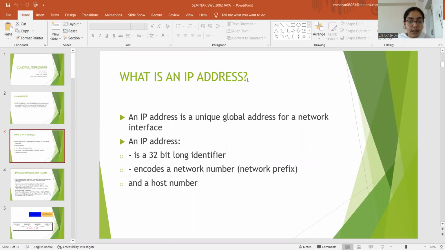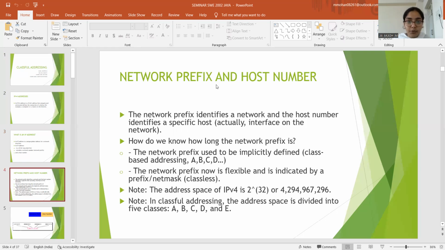What is an IP address? An IP address is a unique global address for a network interface. An IP address is a 32-bit long identifier that encodes a network number and a host number. What is network prefix and host number? The network prefix identifies the network and the host number identifies the specific host actually interfaced on the network.